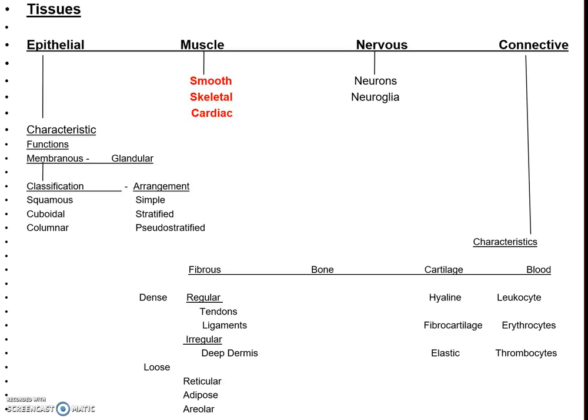Okay, our next major tissue is going to be our muscular tissue. And so our muscular tissue, we basically have three types of muscle tissue. We have smooth muscle, which we tend to find in internal things. We have skeletal muscle, which is the larger muscle that we tend to think of when we talk about muscle. And then we have cardiac muscle, which of course is what our heart is made of.